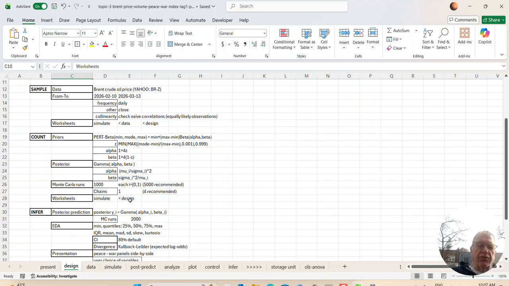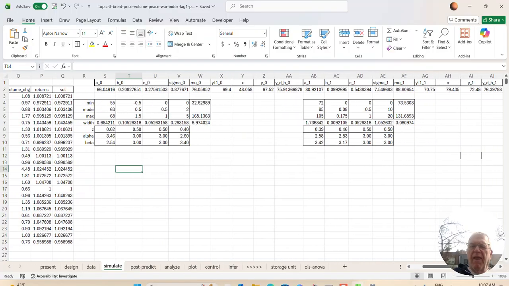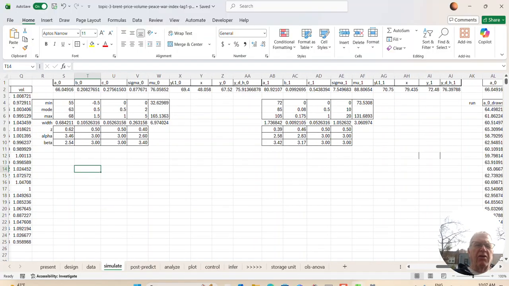The design will feed directly the simulation worksheet. Let's look at that worksheet right now. And we have looked at this before. You can see we have an expanded display panel of things that go bump every time you press function F9 on this laptop. Let's do that.